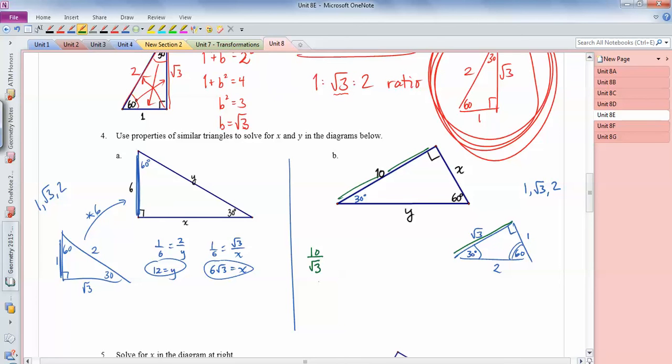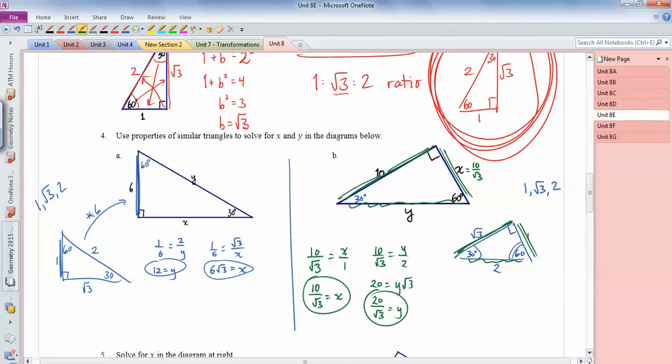So 10 over root 3 is, 10 goes with root 3 the same way that x goes with 1. Okay, well, that means that x is 10 over root 3. Right? X over 1 is just x, so there's x, 10 over root 3. And y, so this 10 over that root 3 is the same as this y over that 2. So if I cross multiply, I get 20 equals y times root 3. So 20 over root 3 is going to be y.